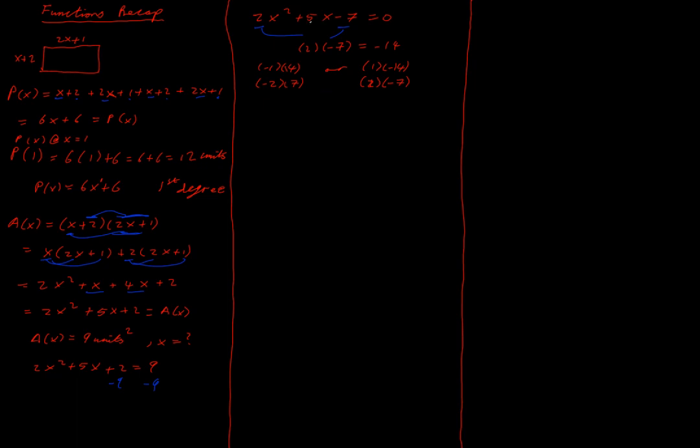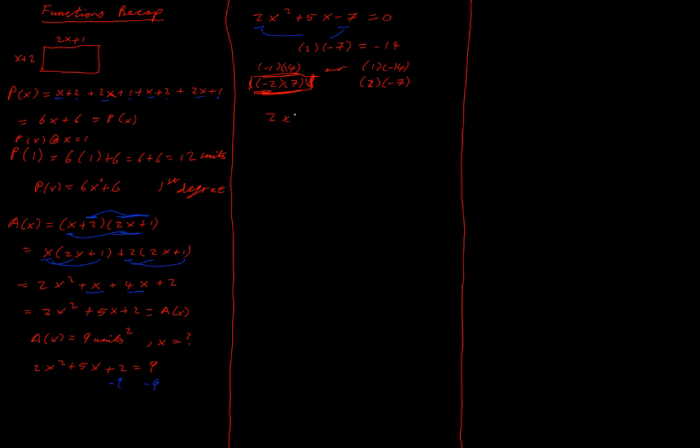And I see which combination is going to add up to plus 5. So I want the two numbers to multiply together to give minus 14, and I want the same pair of numbers to add together to give plus 5, that's the coefficient of x. And I see that minus 2 plus 7 adds up to plus 5.